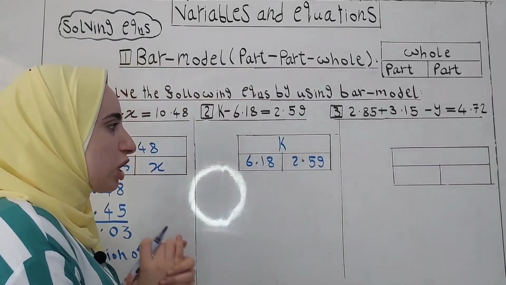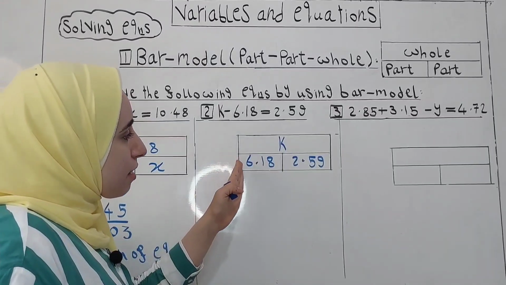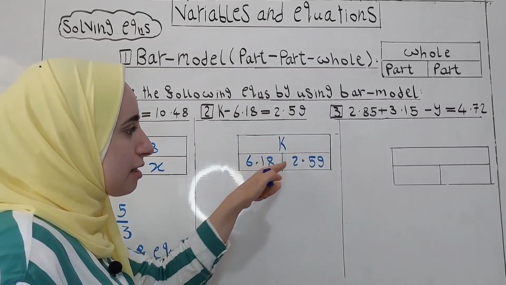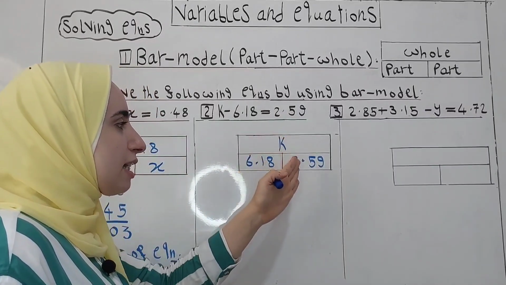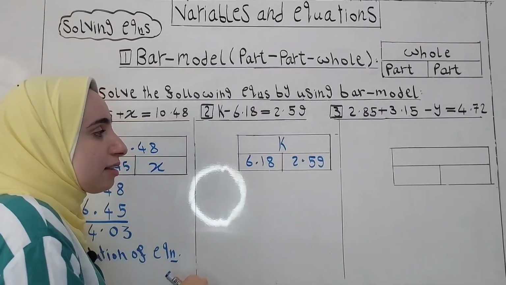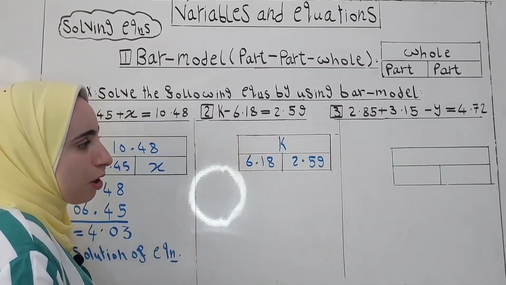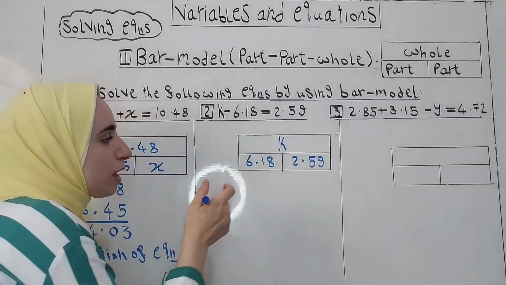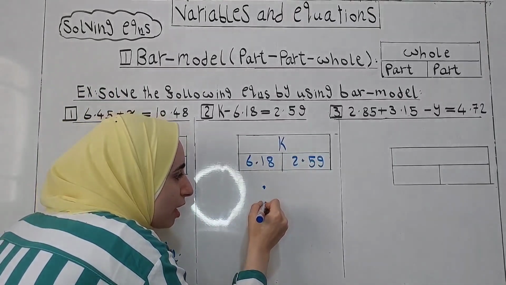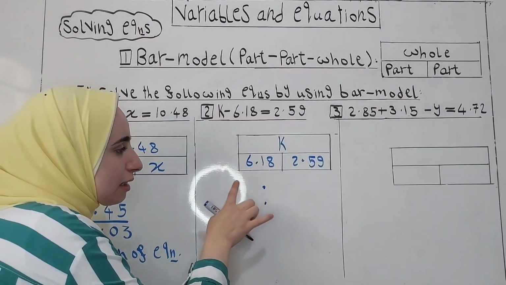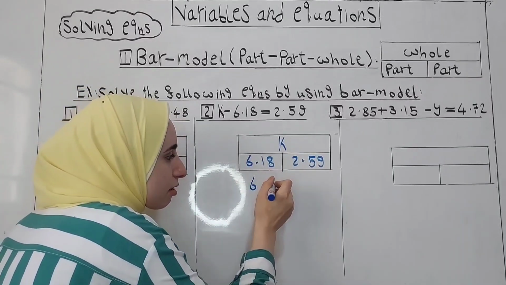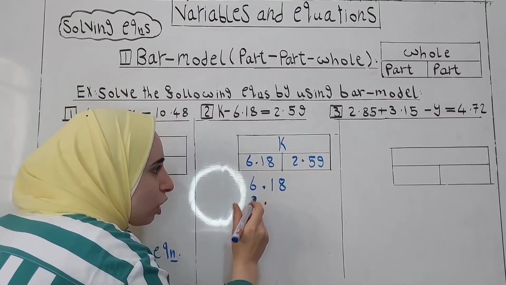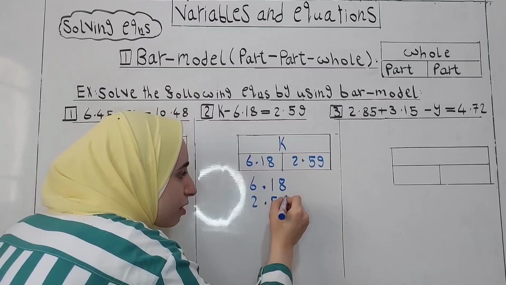At first, we must check the number of digits. The first addend has 1 digit in the integral part, and the second addend also has 1 digit in the integral part, and the first addend has 2 digits in the decimal part, and the second addend has 2 digits in the decimal part. So we align them. We put the decimal point above the decimal point. At the left we found 6. At the right we found 1, then 8. The second addend at the left we found 2. At the right we found 5, then 9.